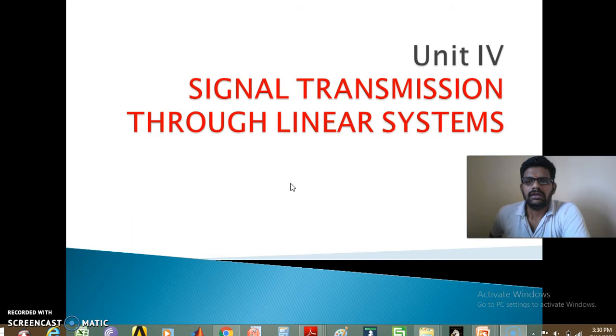Here we will start the chapter by defining systems, as we already defined and classified systems in the first unit. So we just take a brief look at systems, and then what happens when a signal is transmitted through the system, how the signal has to be analyzed, and how the effect of the system on the signal will be estimated is what we are going to discuss in this unit. Okay, so let's start.